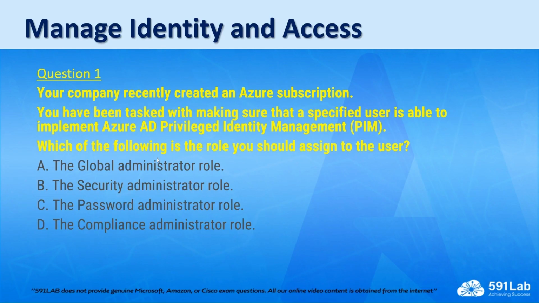Your company recently created an Azure subscription. You have been tasked with making sure that a specified user is able to implement Azure AD Privileged Identity Management. Which of the following is the role you should assign to the user? So the underlying term here is implement Azure AD Privileged Identity Management, PIM. So choice A is Global Administrator role, B Security Administrator role, C Password Administrator role, D Compliance Administrator role.